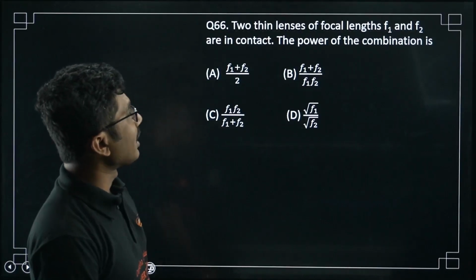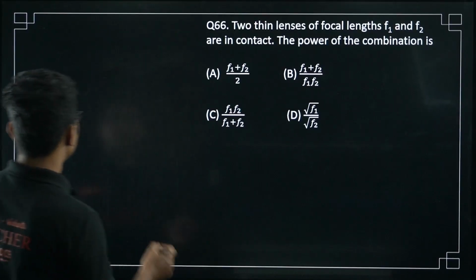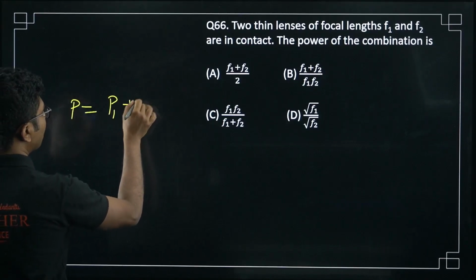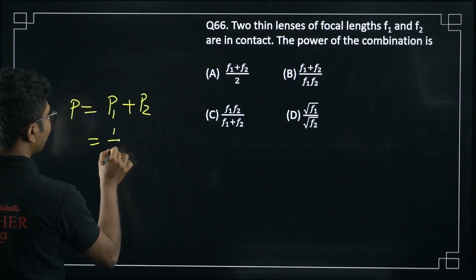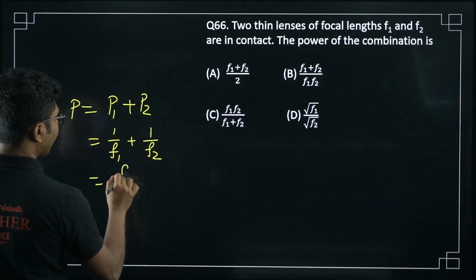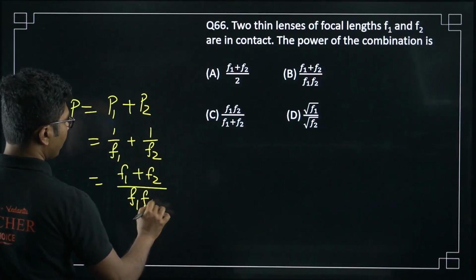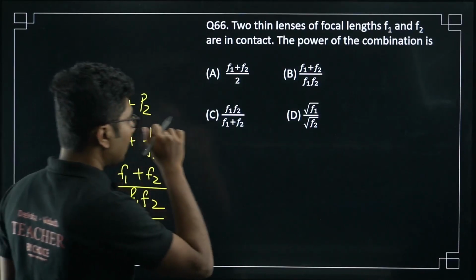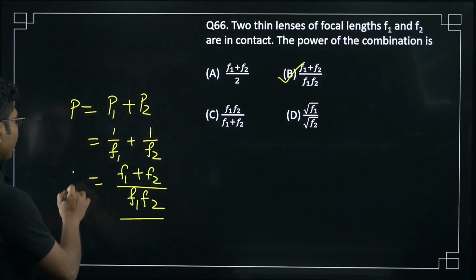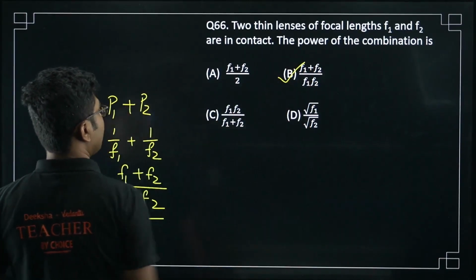Two thin lenses of focal lengths f1 and f2 are in contact. The power of the combination. So two thin lenses are connected one after another. So power will be p1 plus p2. That is 1 by f1 plus 1 by f2. That is f1 plus f2 divided by f1 f2. Okay, this is the power. Combined focal length will be the reciprocal of this. So this is focal length, this is power.